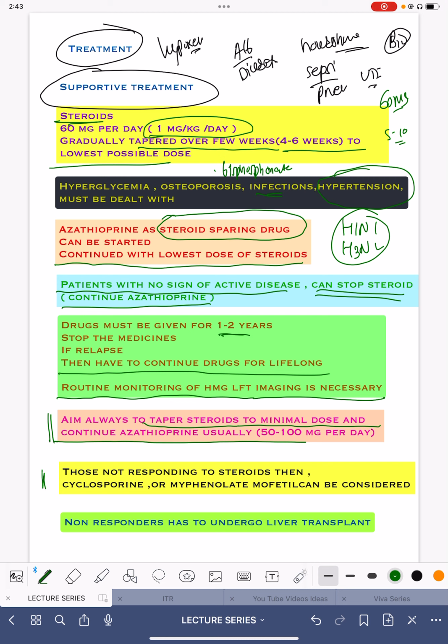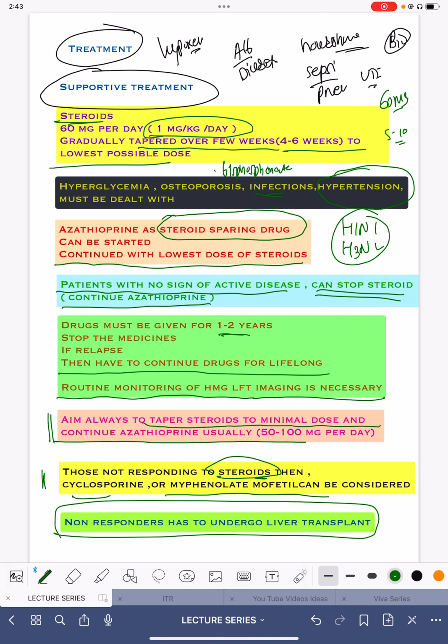If the patients don't respond to steroids, then cyclosporine or mycophenolate mofetil can be considered. And if the patient is not responding to the treatment, then the ultimate treatment is liver transplant.